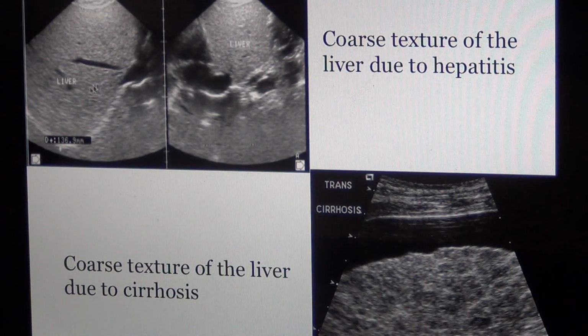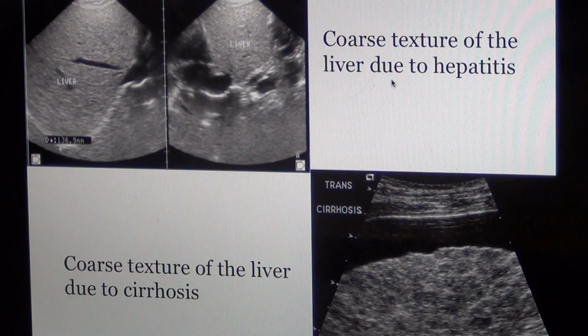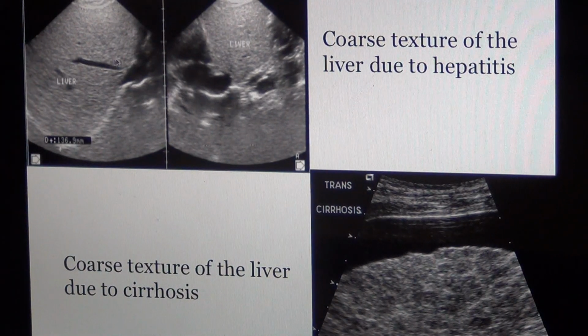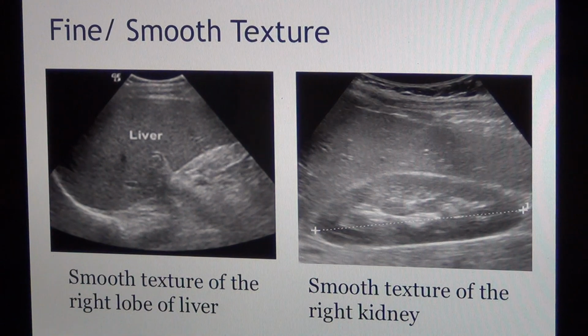Look, the hepatic veins are not clearly seen. Coarse texture of the liver due to cirrhosis, and coarse texture of the liver due to hepatitis. So this is, okay, due to chronic hepatitis. So look at this liver, look at this liver. This is called coarseness. Okay, rough texture.